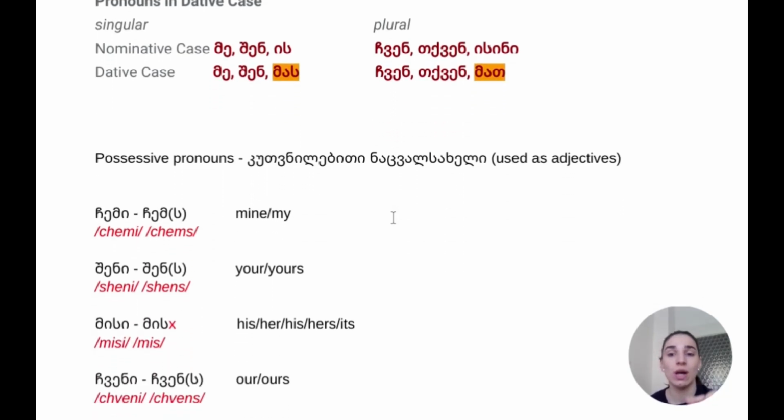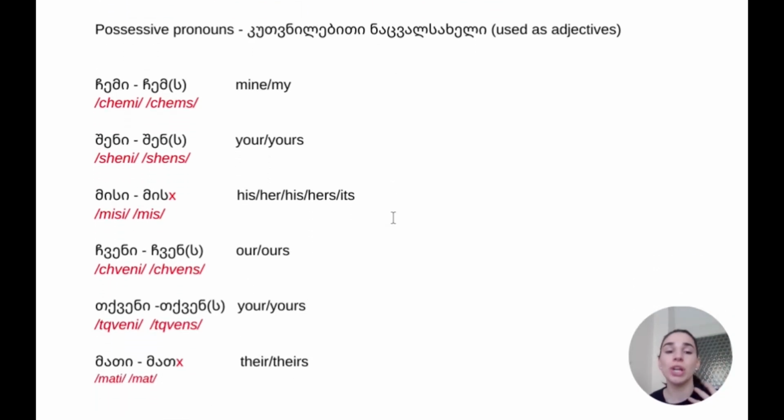Now let's do possessive pronouns in dative case when they are used as adjectives, okay? Chemi, sheni, misi, chveni, tkveni, mati. Mine, your, yours, his, her, hers, its, our, your, their, right? But if you want to create the dative case for that, you have two options. You say chem instead of chemi, or you say chems.